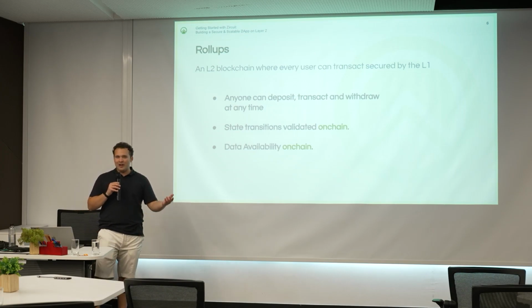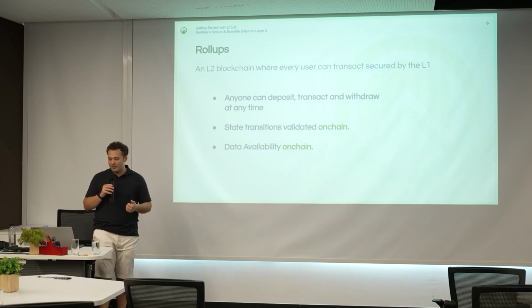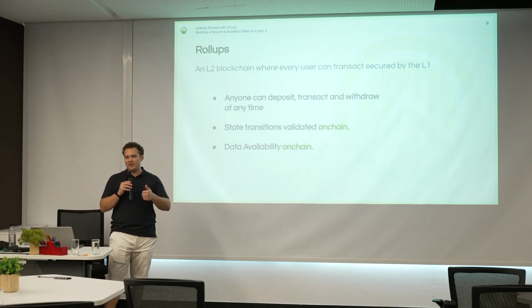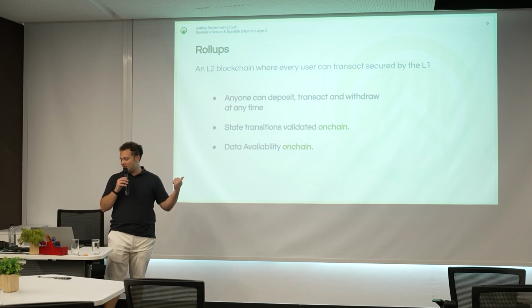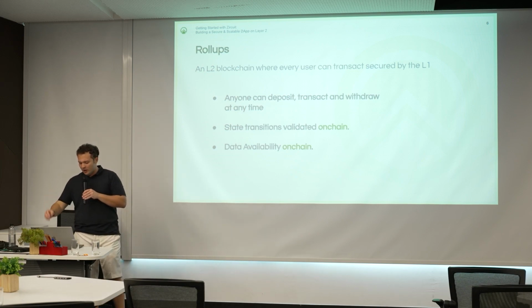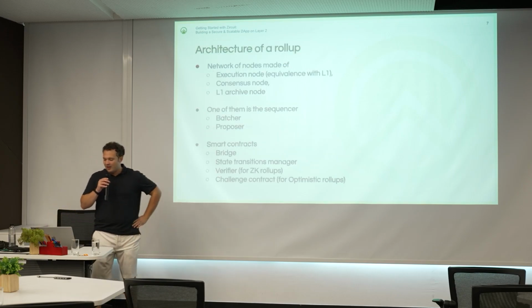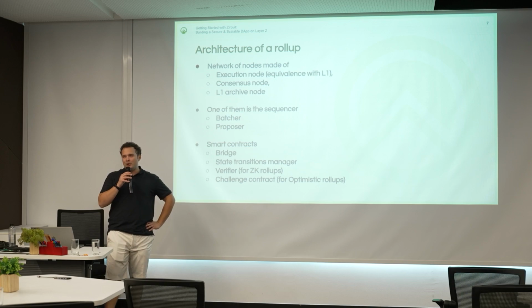So, what is a rollup? A rollup is a blockchain on which anyone can transact. It is secured by L1. The state transition is secured by L1, as well as the data availability. And anyone can transact, deposit, withdraw, etc. So what does a rollup look like?